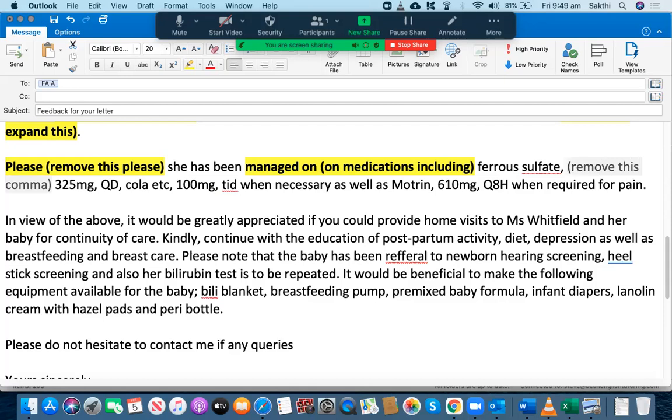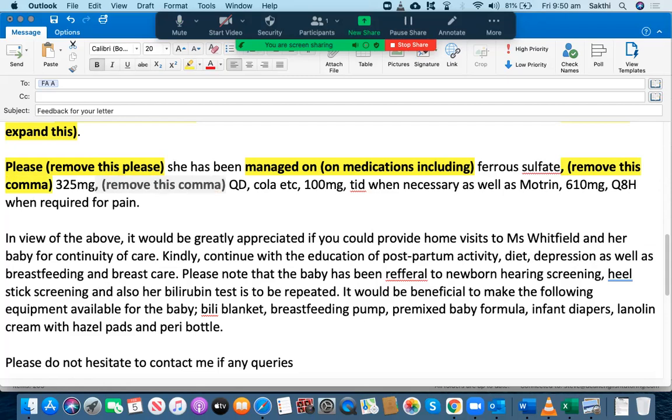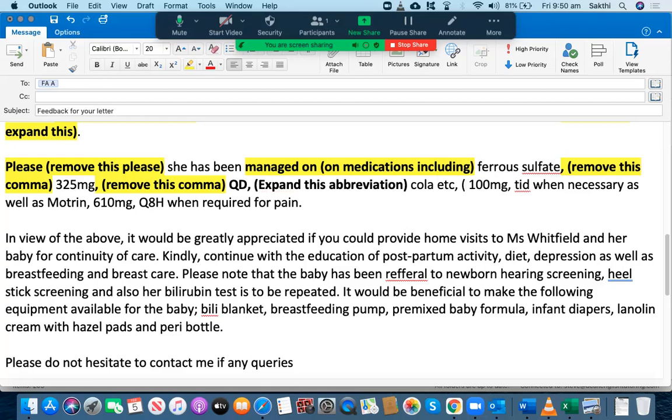Please remove this comma. The same thing is applicable here as well. You should remove this comma. Expand this abbreviation. It's really important that you expand your abbreviations. You can't just use abbreviations in your writing. It's not good. Similarly, do not use short forms like etc. Okay, it's not needed, so remove this. The same thing is applicable here as well. So you need to remove this TAD and then expand it. Okay, you have to expand it.